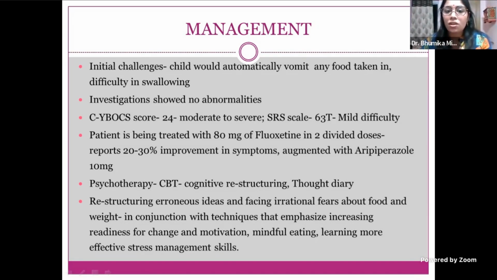So we try to restructure these erroneous ideas and face the irrational fears about food and weight, in conjunction with techniques which emphasize increasing readiness for change and motivation, mindful eating by speaking to him about the calories, and learning more effective stress management skills.